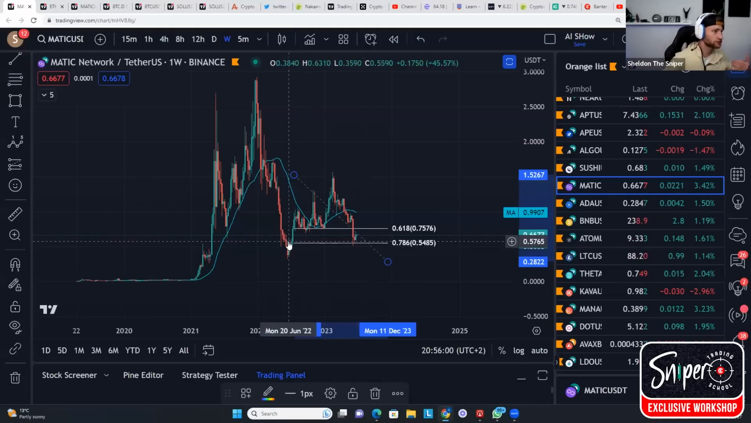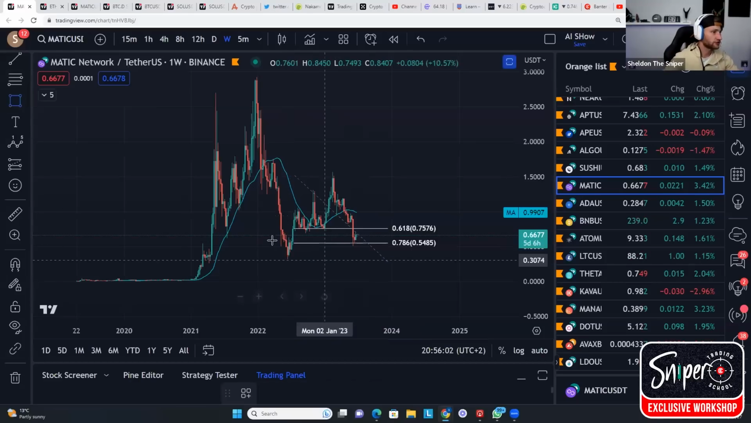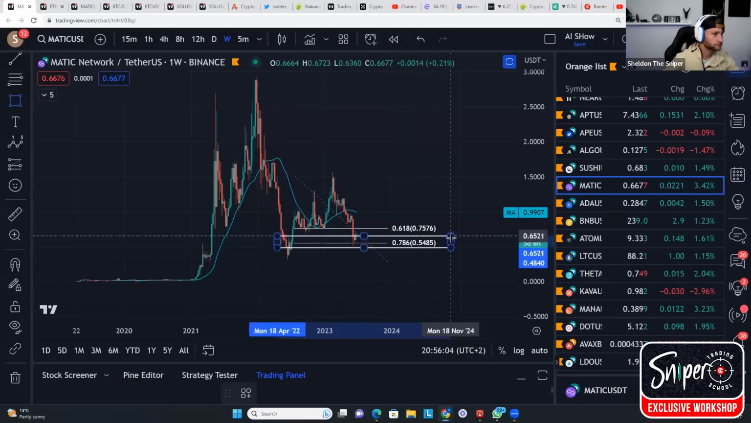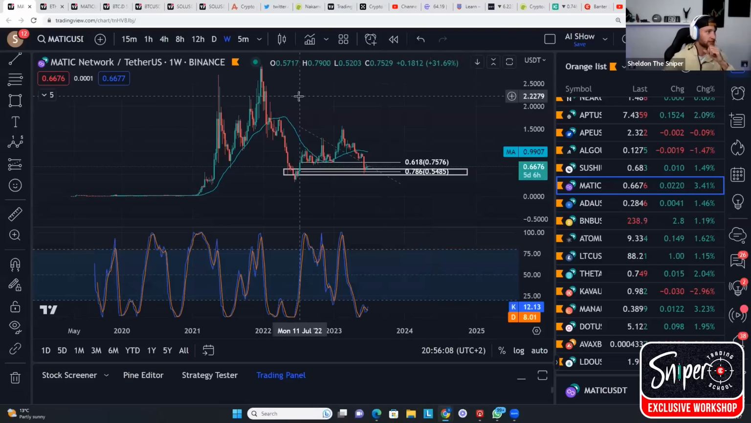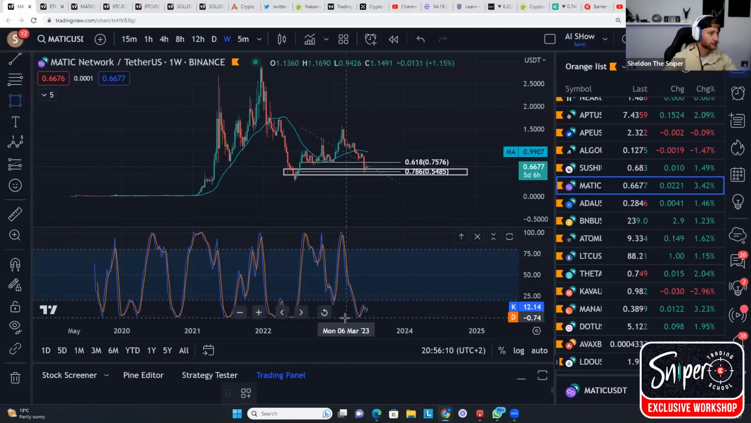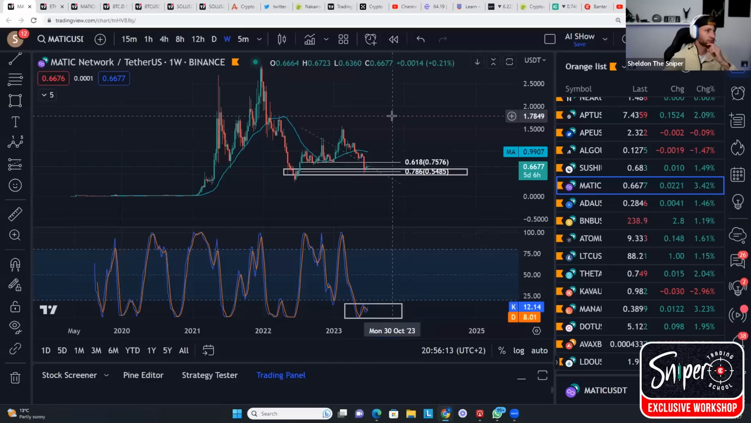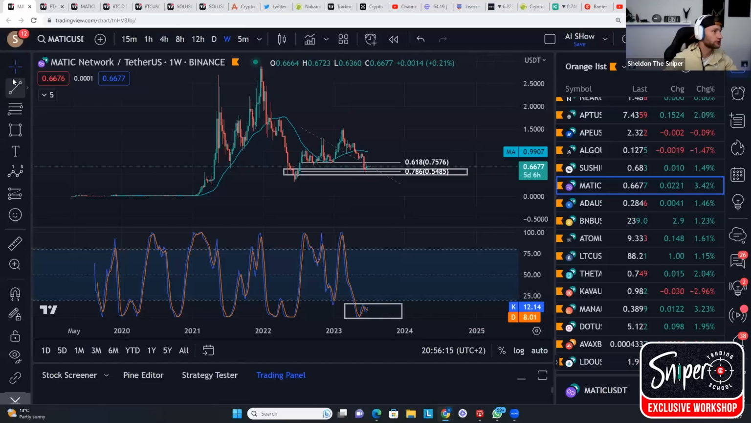Amazing. Are there any horizontals? Let's see if there are any horizontals over here. There's a horizontal over the 786. Okay, amazing. Is RSI down at the bottom? RSI is down at the bottom. Okay, cool. That's the buy. And what's the last one that you need? You need the trend line.